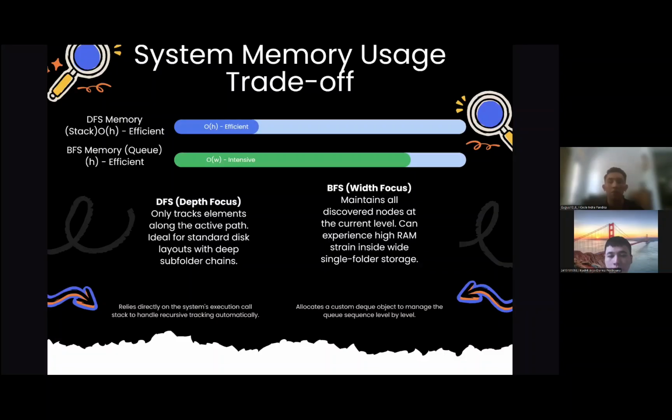BFS is forced to simultaneously store all nodes on the same level in the queue before moving to the level below it. This carries a high risk of consuming a massive amount of RAM if a single folder contains thousands of elements.